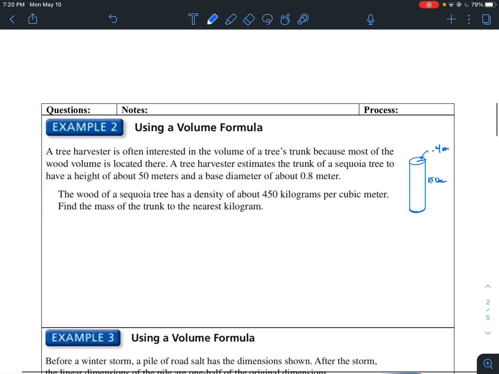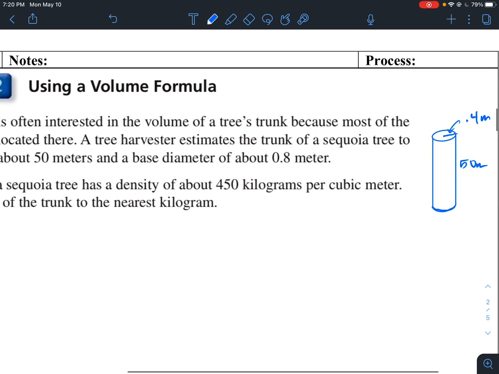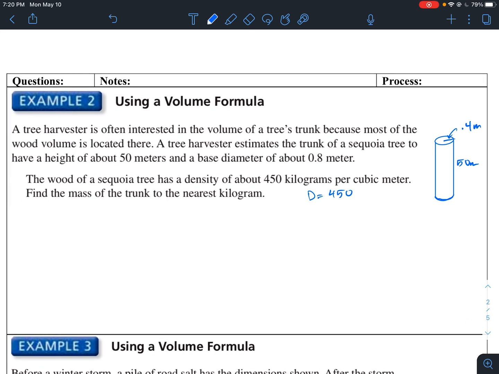Okay. So the wood of a sequoia tree has a density of 450 kilograms per cubic meter. So I know that density is equal to 450. And we want to find the mass. Mass is equal to density times volume. We have the density, we just need the volume of this object.